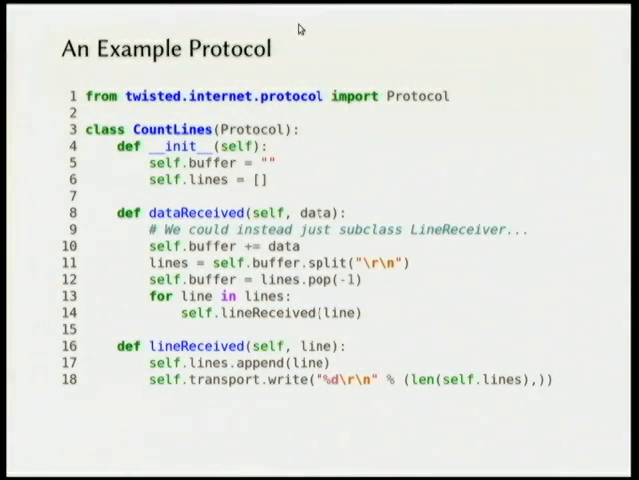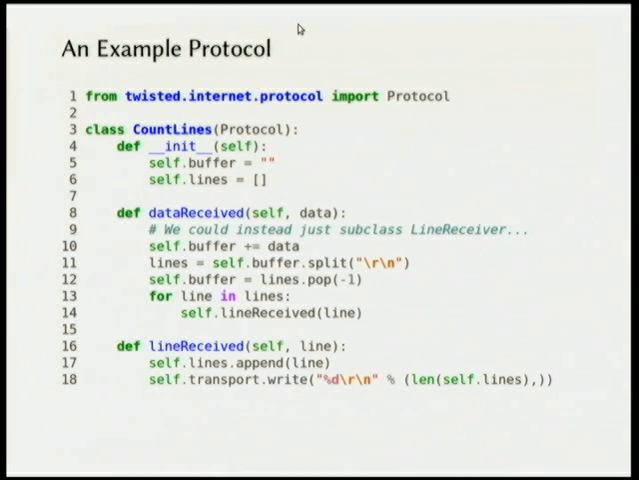So here's an example network protocol. You might use it with a TCP connection. We initialize it, and it has a buffer, which is a string, and a list of lines. Every time this protocol receives some data from its transport, from the way it communicates with the world, dataReceived will be called with those bytes.